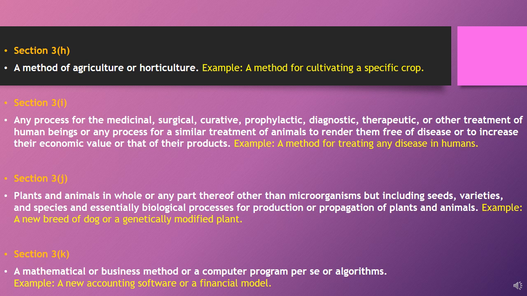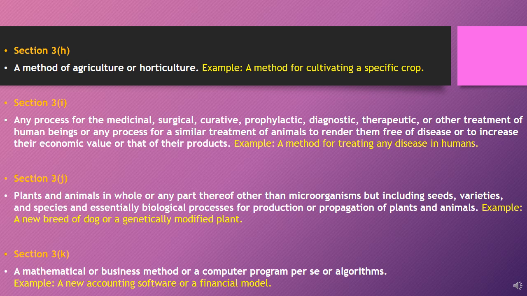Next is section number 3, subsection G. Plants and animals, except for microorganisms, and natural processes for growing plants and animals cannot be patented. For example, a new breed of a dog or a genetically modified plant.